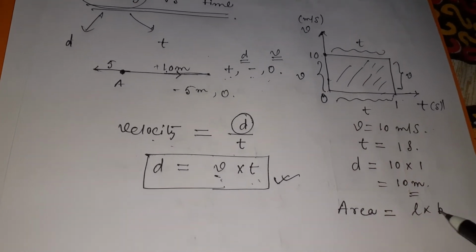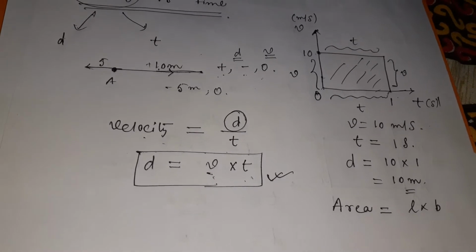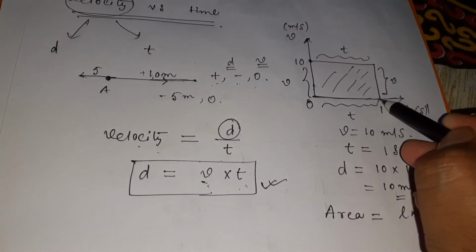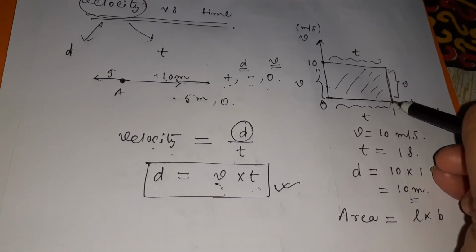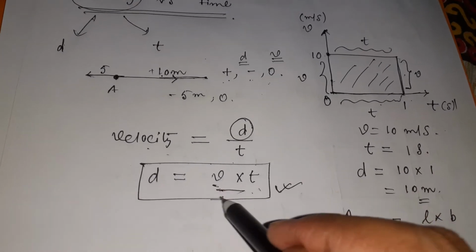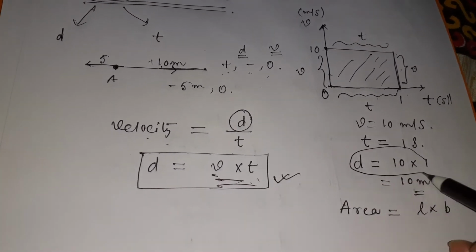Length into breadth, we all know that is the area of a rectangle. We have just done the same. This is the length, that is the time. This is the breadth, that means this is the velocity. So velocity into time we have just calculated here, the same thing we have already calculated.